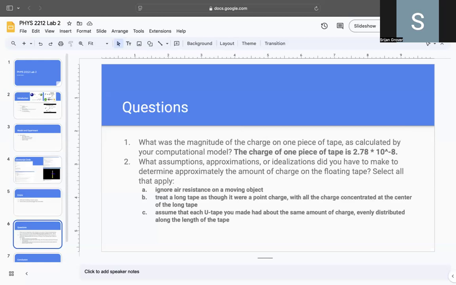So what was the magnitude of the charge of one piece of tape as calculated by your computational model? Well, it's 2.78 times 10 to the power of negative 8.